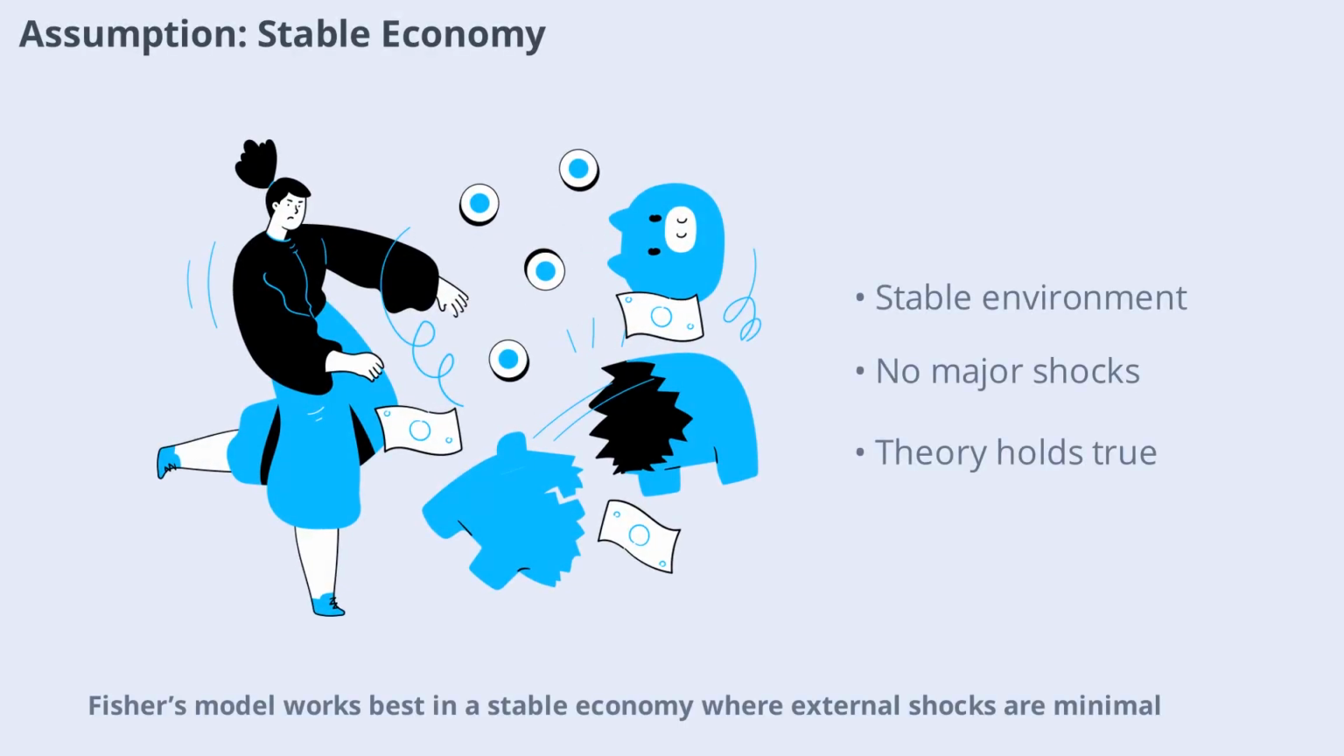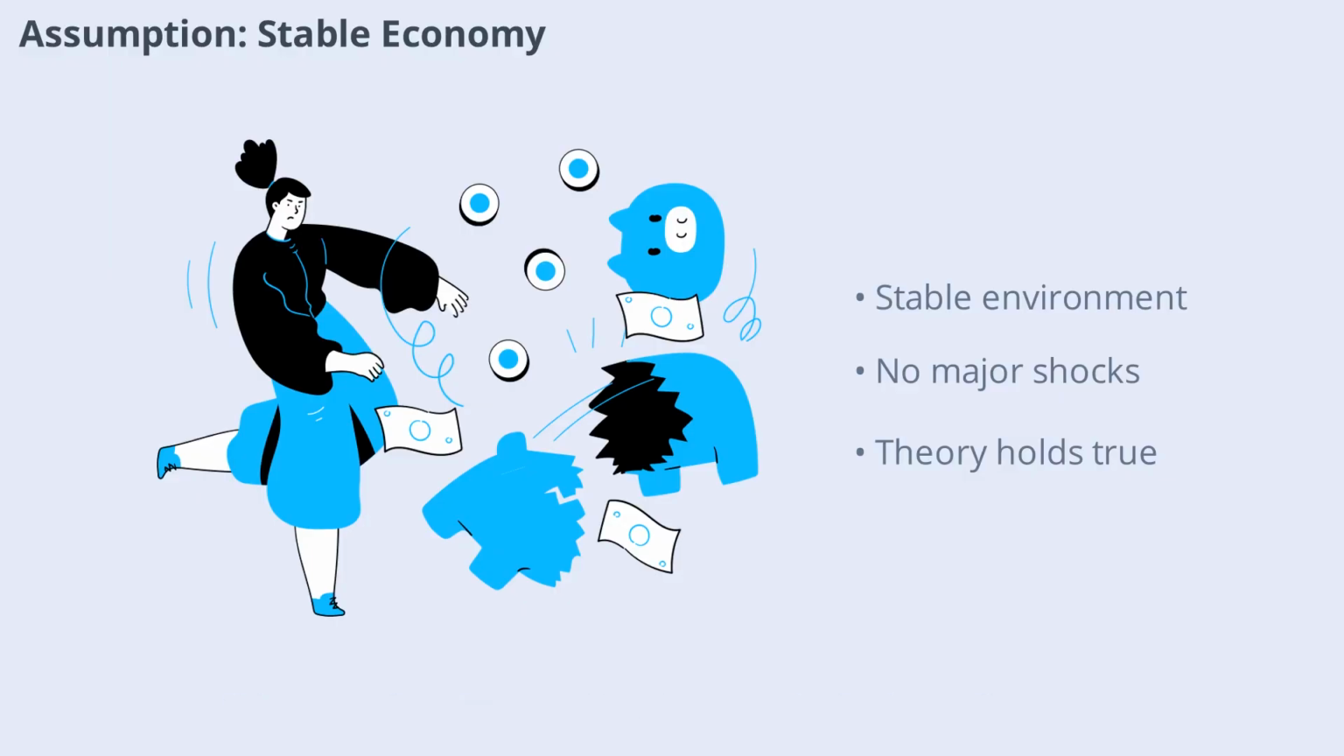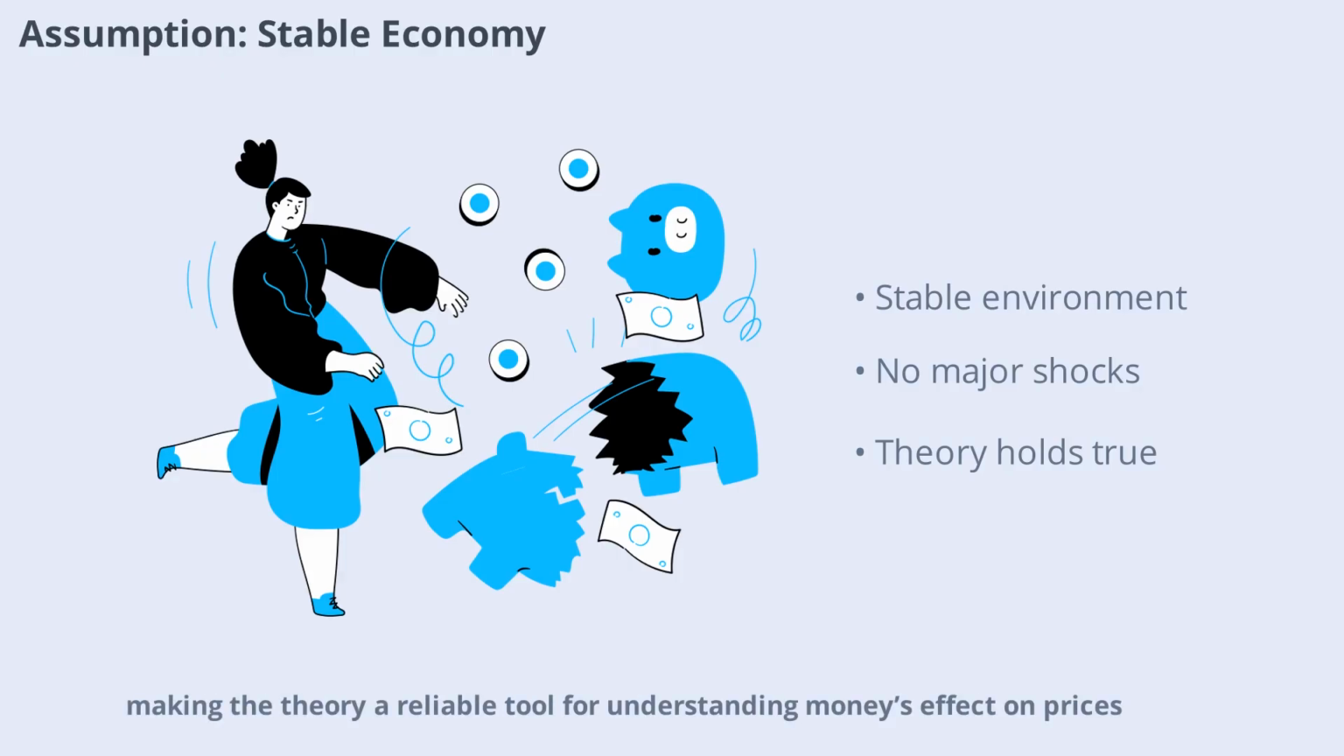Fisher's model works best in a stable economy where external shocks are minimal. This means there are no sudden changes in technology, policy, or consumer preferences. Stability ensures that the relationships in the equation hold true, making the theory a reliable tool for understanding money's effect on prices.